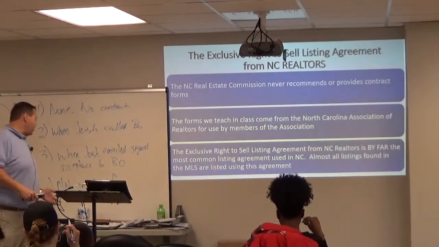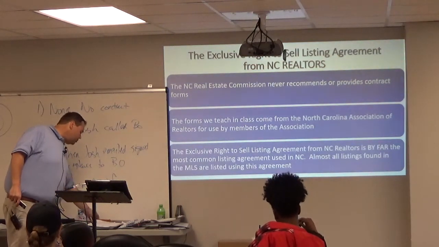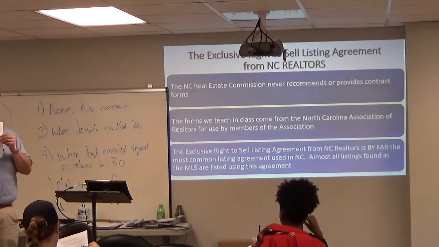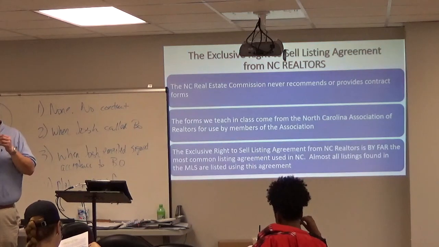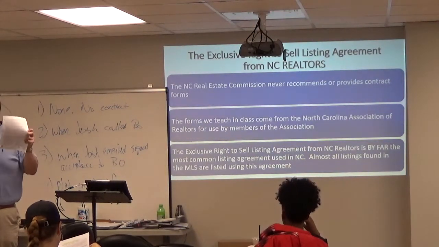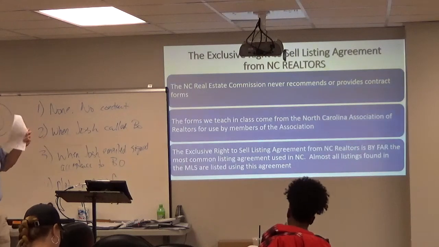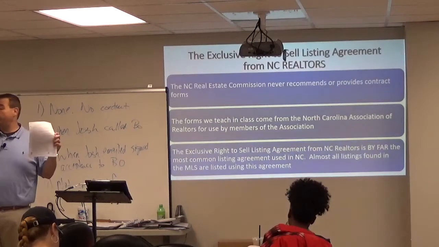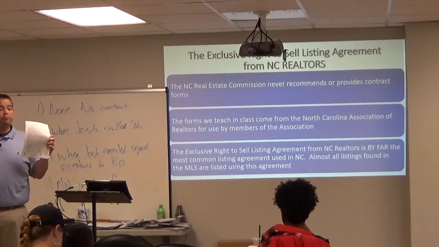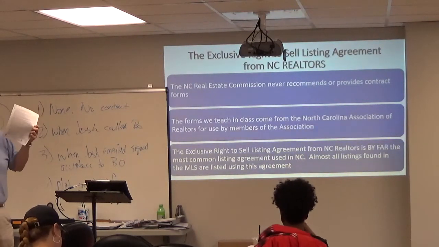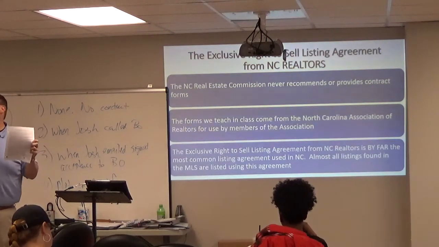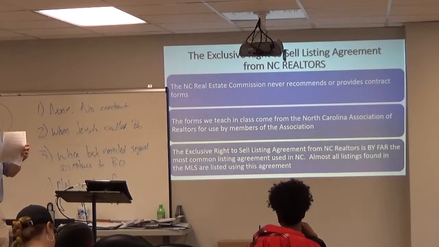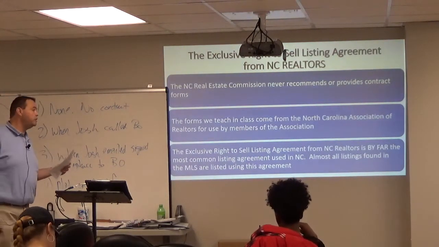So if you take a glance at it real quickly, the one I just passed out, the exclusive right to sell listing agreement, look in the bottom left. They make it very clear who this form belongs to, don't they? That block R logo. This form belongs to the North Carolina Association of Realtors, especially created for use here in North Carolina to comply with all of the North Carolina laws and rules. Now, it can only be used by people who are what? Realtor members. They have to be members of the North Carolina Association of Realtors.